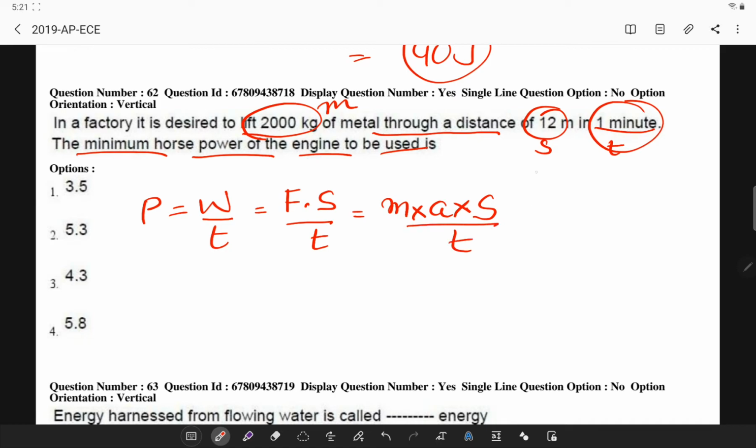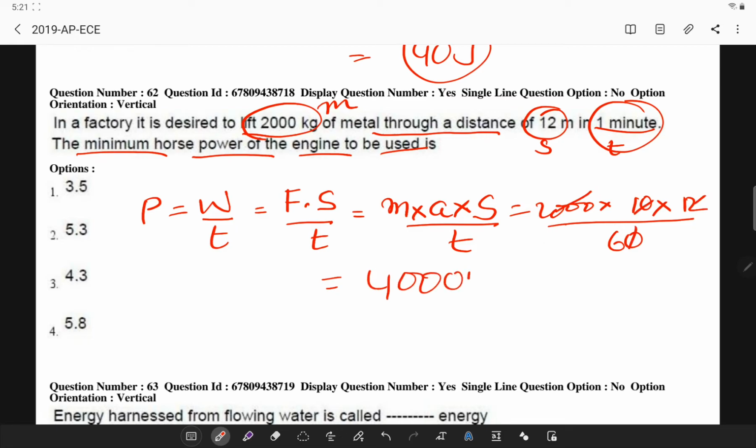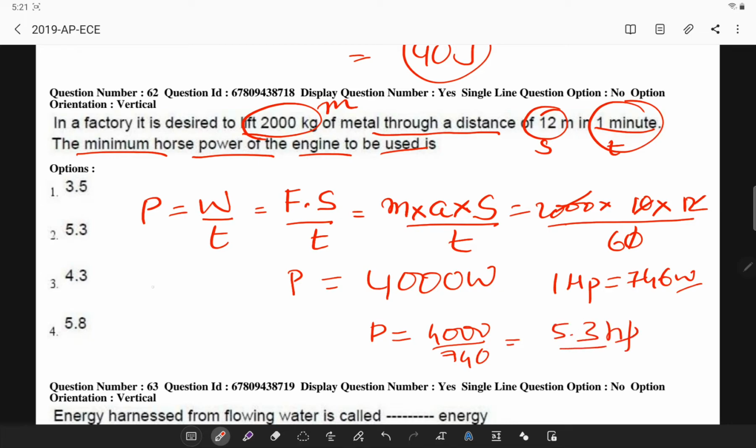So here mass is given as 2000, acceleration is given as, which is simply 10, and distance is 12 meters, and time is 1 minute or 60 seconds. So I can simply calculate. So I'll be getting power as 4000 watts, but we have a notation 1 horsepower is 746 watts. So if I divide this power by 746, I'll be getting it in horsepower, which is 5.3 horsepower.